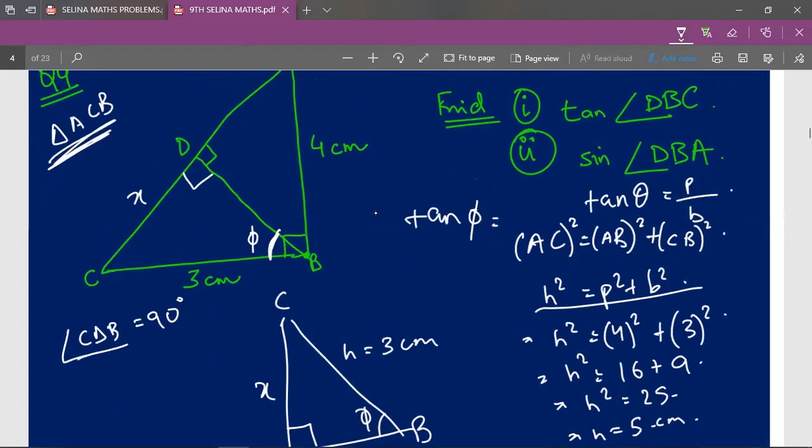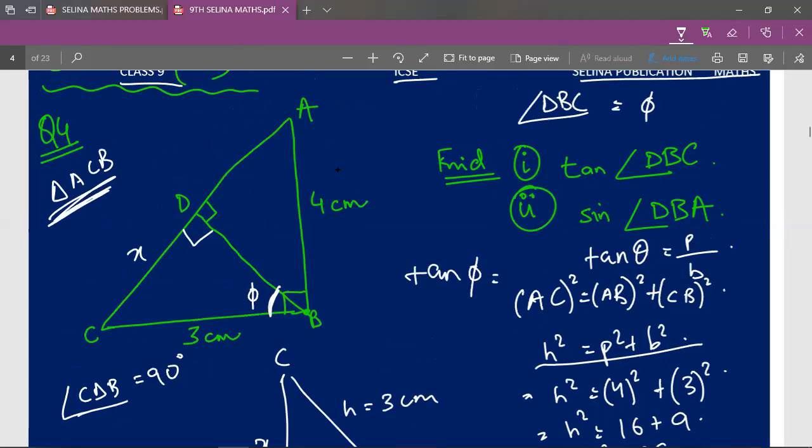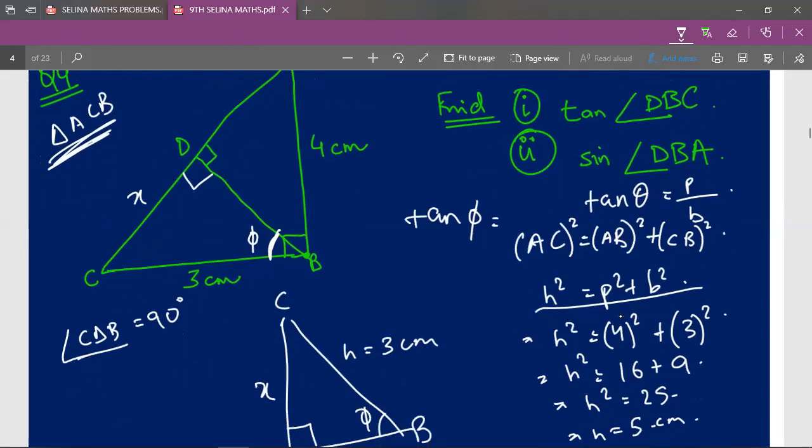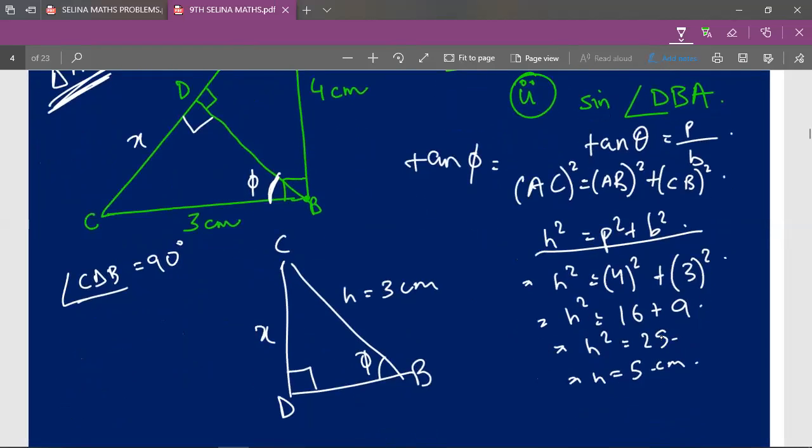And the Pythagoras theorem itself states that H square is equal to P square plus B square. Then P square, as stated in this question, is AB, which is 4 whole square, plus CB whole square, which is the base, 3 whole square. Finally, 4 whole square is 4 into 4, that is 16, plus 3 whole square, which is 3 into 3, and it is 9. So H square is equal to 16 plus 9. Simple addition, and you get 25 is equal to H square.